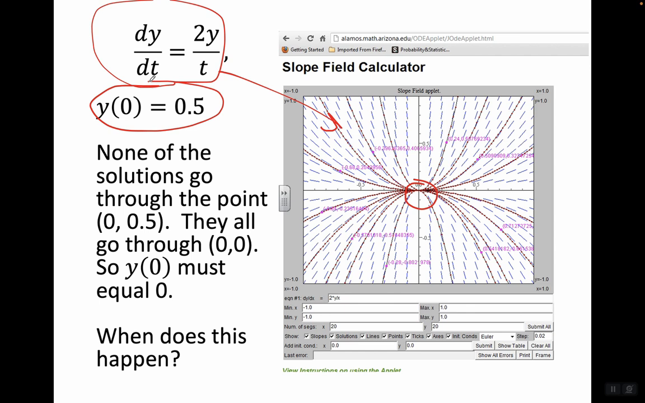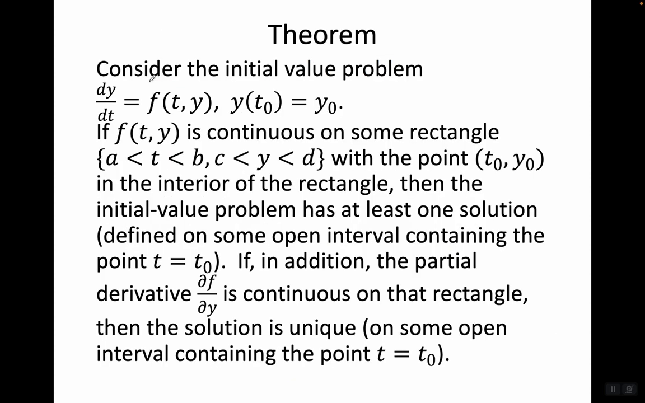It's not possible. So when does this happen? When is it that initial value problems don't have solutions? Let's look at this theorem. That'll tell us. The theorem is kind of scary and a little abstract, but you'll get it with enough practice. You'll be fine. Consider the initial value problem dy/dt = f(t, y), y(t0) = y0.